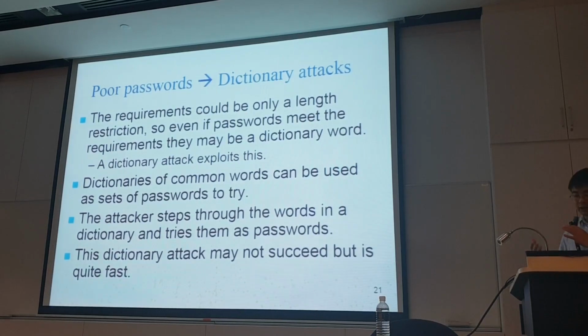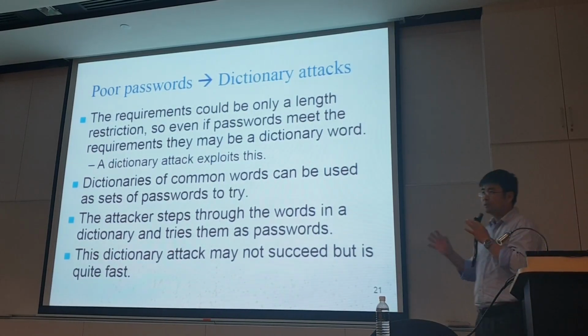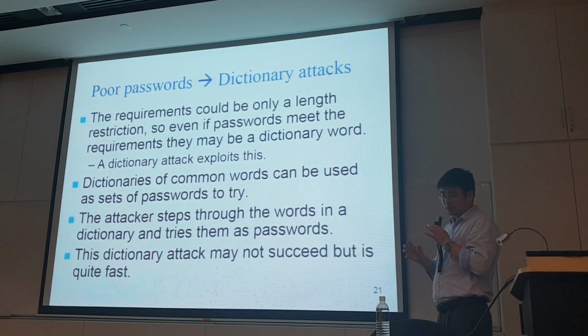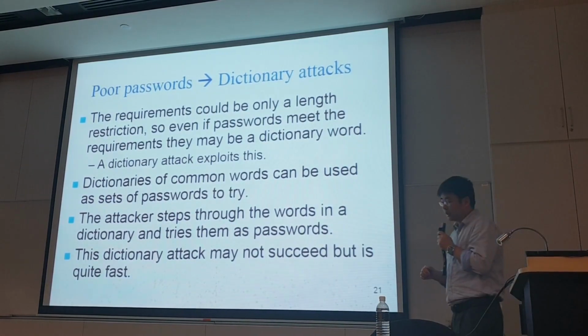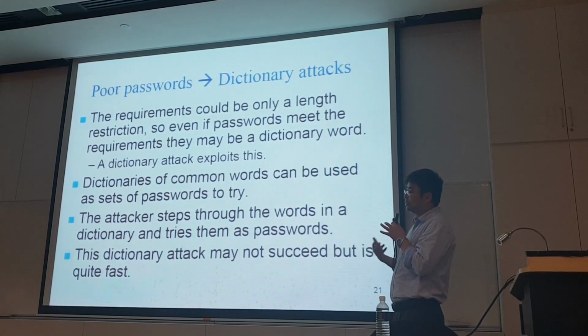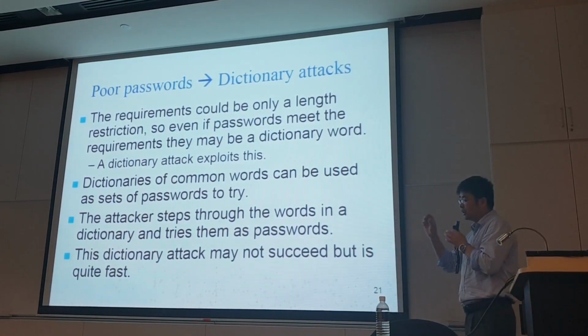The dictionary can contain all the possible passwords. For example, for an ATM card with a 6-digit password, we only have 1 million possibilities, from 000000 to 999999. These are all the possible passwords we can use. So in this case, we can build a dictionary which contains all the 6-digit numbers.